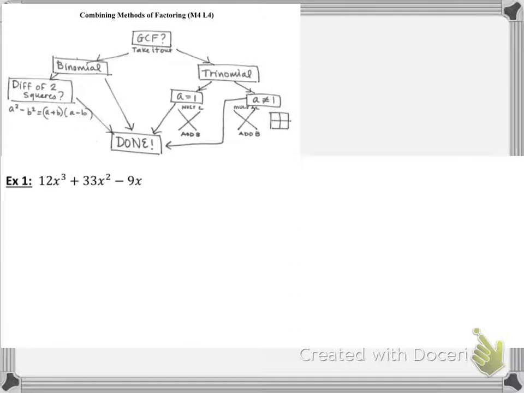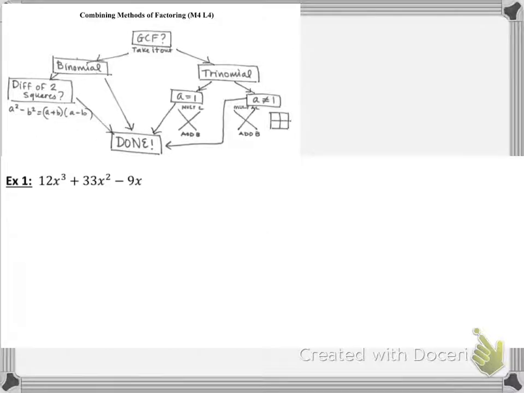The first part of these notes is going to be summarizing what we've been working on in class, which is factoring completely, or combining methods of factoring, which is lesson 4 in module 4 of your Eureka workbooks. So what I have for you here at the top of your notes sheet is a little flow chart, and it can help you go through the thought process of what questions you should be asking yourself at different steps when you're told that you should try to factor a polynomial expression completely.